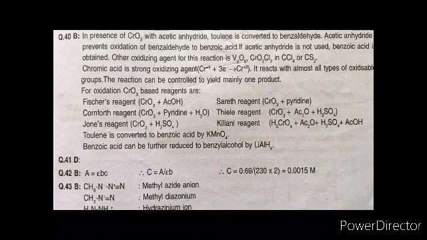It is converted to which compound in presence of CrO3 with acetic anhydride? Now toluene in this condition will be converted into benzaldehyde. Okay, for oxidation CrO3 based reagents we have many, like Fieser reagent, Cornforth reagent, Jones reagent, Collins, or Sarett reagent. Now if you use KMnO4, toluene is converted into benzoic acid, and if you are taking CrO3 with acetic anhydride, then toluene is converted to benzaldehyde.